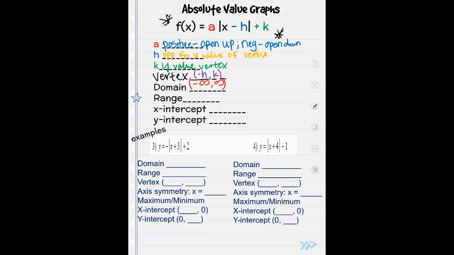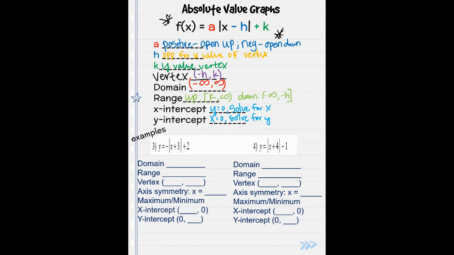Our range. Okay. If it opens up, then our range is going to be bracket K, comma, infinity. If it opens down, it's going to be negative infinity, K, bracket. Our x-intercept is where y equals 0. So we're going to plug in 0 and we're going to solve for x. We can have none or more than 1. And our y-intercept is where x equals 0. So we're going to plug in 0 for x and we're going to solve for y.